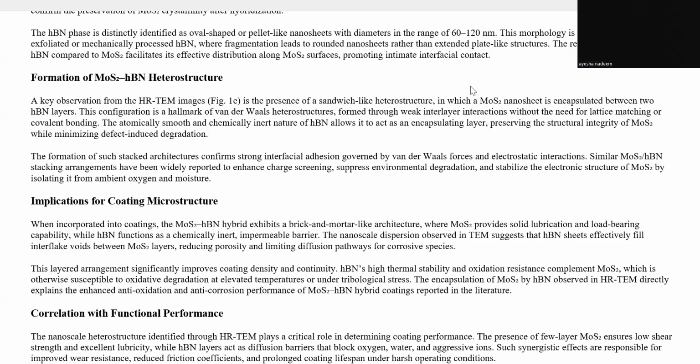hBN's high thermal stability and oxidation resistance complement MoS2, which is otherwise susceptible to oxidative degradation at elevated temperatures or under tribological stress. The encapsulation of molybdenum disulfide by hexagonal boron nitride observed in HRTEM directly explains the enhanced antioxidation and anti-corrosion performance of molybdenum disulfide and hexagonal boron nitride hybrid coatings reported in the literature.